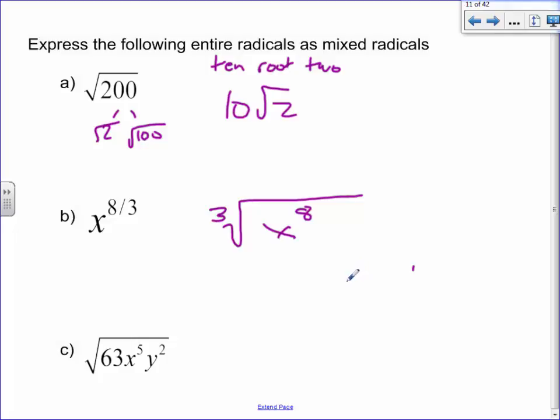Well, we still have a little more work to do though. You know how we had the 200 sitting right here and it can get broken up into pieces? I kind of need to break the x to the 8 up into pieces as well. What does x to the power of 8 really mean mathematically?